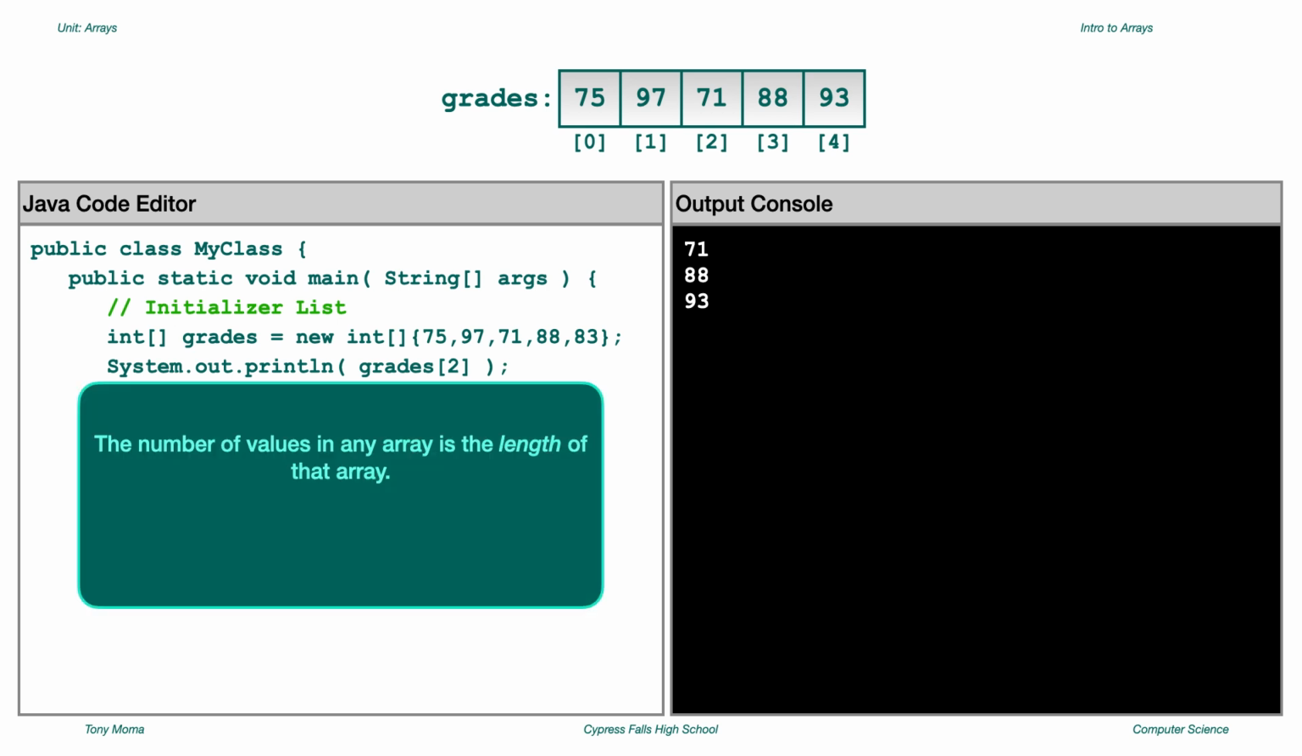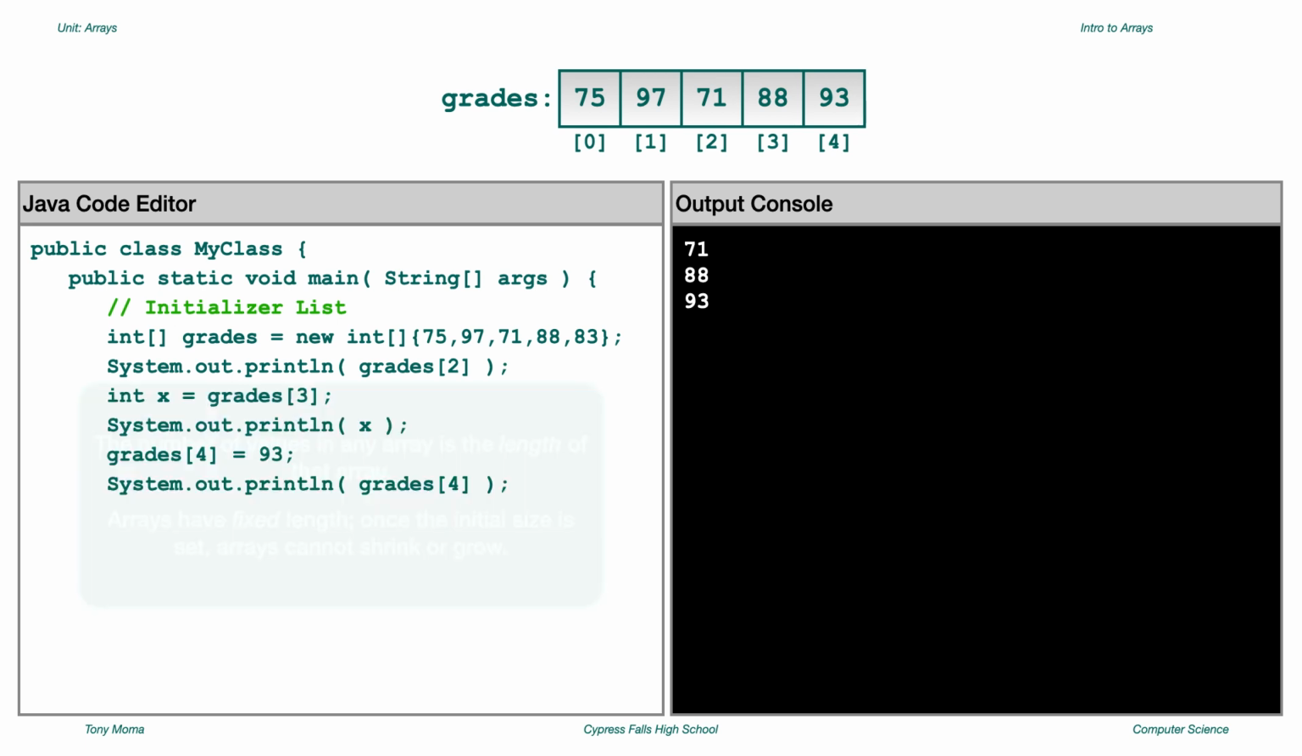It's important to know that the number of values in any array is the length of that array. For the example that we just worked on, the grades array had 5 values, so the length of the grades array is 5. Arrays have fixed length. Once the initial size is set, arrays cannot shrink or grow. Also, once arrays have been initialized, you don't have to memorize their length because all arrays store their length inside an instance variable called length.